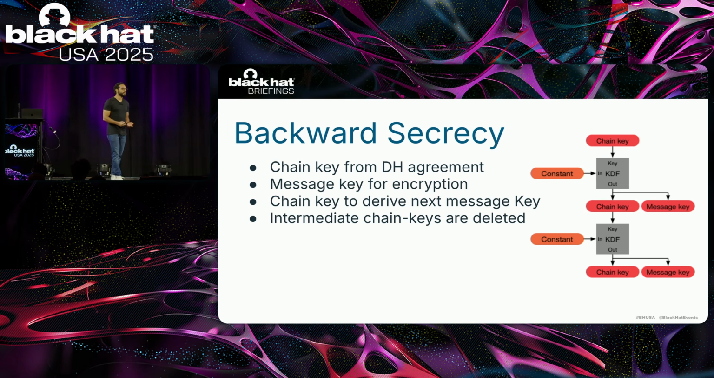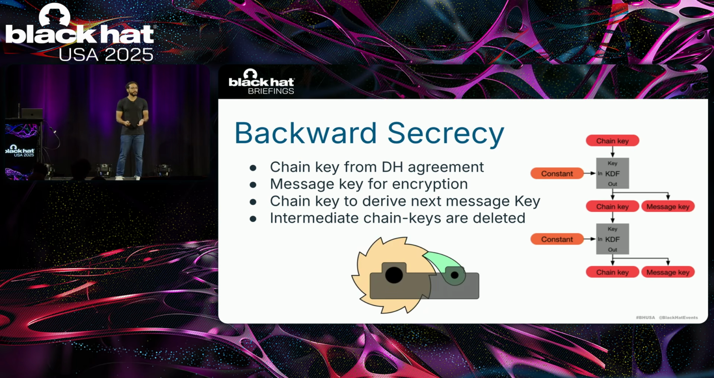One mechanical way to interpret this is as a ratchet. Every time you send a message, that ratchet moves one step. So if the attacker compromises the device at any point, they cannot reverse the ratchet back. This is good, and this solves the problem of backward secrecy.